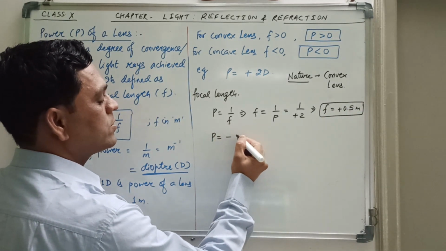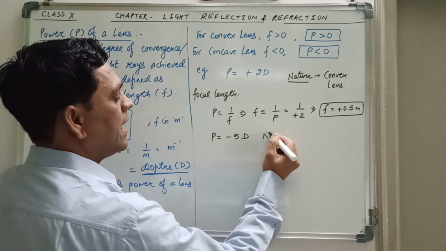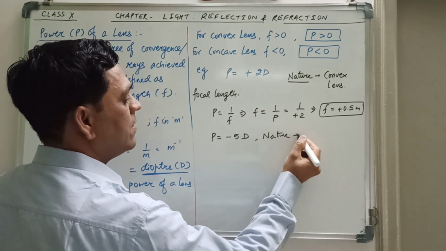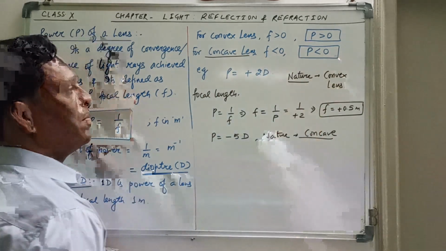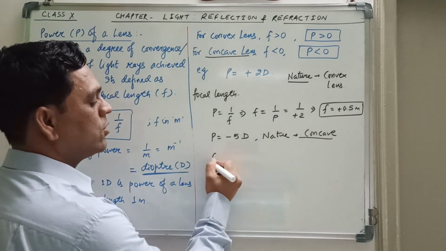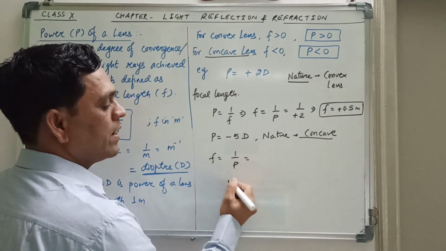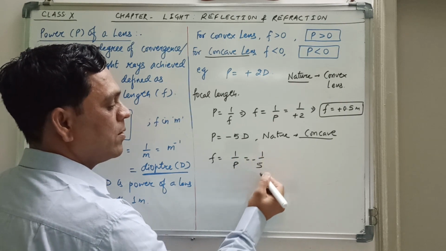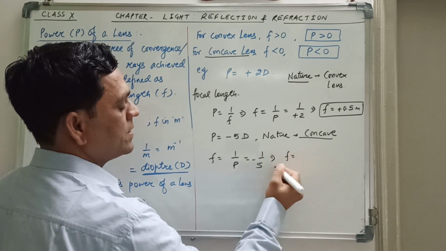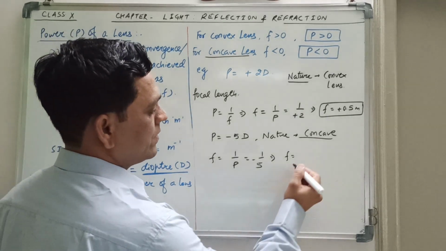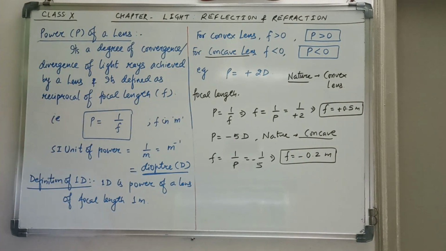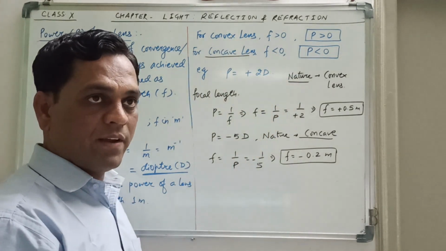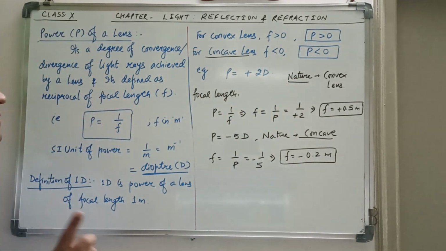Similarly, I gave you one more example here. If power is equal to say minus 5 diopter, then I ask you what is the nature of the lens, then without any doubt you will say sir, this will be a concave lens, because for a concave lens power is always negative. Then what is the focal length of the lens? F is equal to 1 upon P, this will be 1 upon minus 5, so this is going to be minus 0.2 meter, correct? So this is how we will be doing. So always remember, if power is positive, the lens is a convex lens. If power is negative, the lens is a concave lens here.